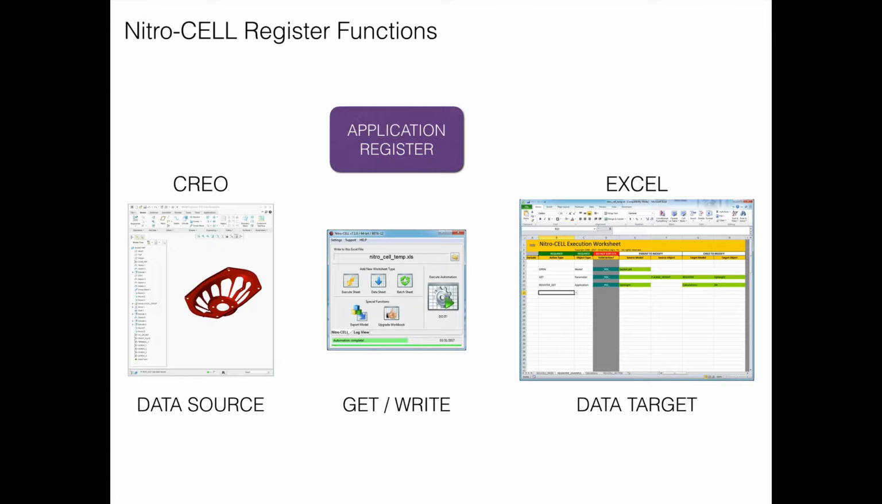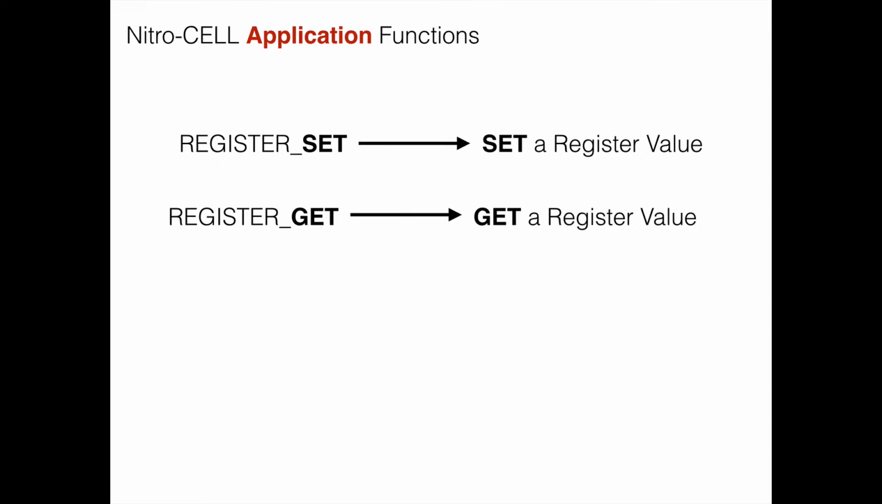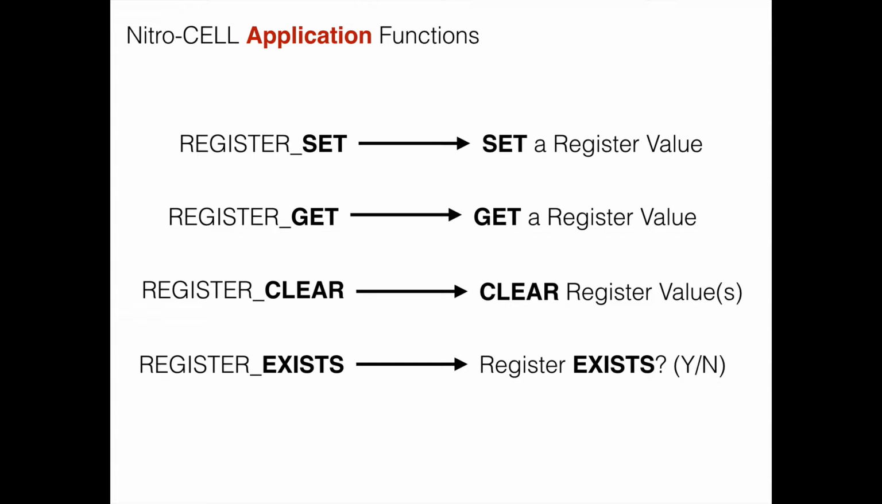You can, of course, connect things end to end by taking data from CREO, writing it to the register, and then writing the data to Excel, or coming the other direction and writing from Excel to the register and then ultimately to CREO. We have a handful of functions for this. Basically, you can set register values, you can get register values, you can clear them if you want to in the middle of your automations, and you can also check to see if a register exists before you do anything with it.